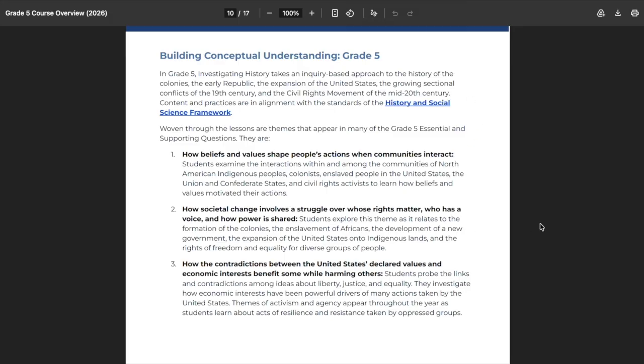Here's grade 5. How beliefs and values shape people's actions when communities interact. Underlying values is huge, both in history curriculum, also current events, also the day-to-day interactions of your kids. This is a theme you can constantly tie back to, even when you're not in social studies curriculum mode. How societal change involves a struggle over whose rights matter, who has a voice.